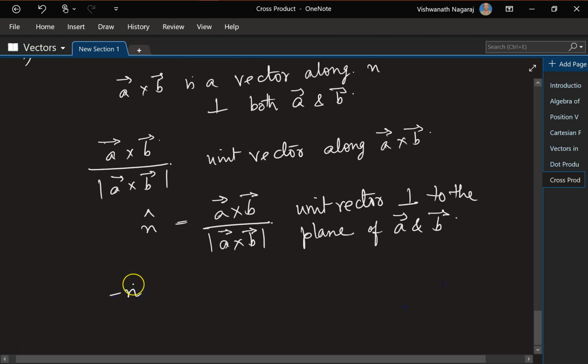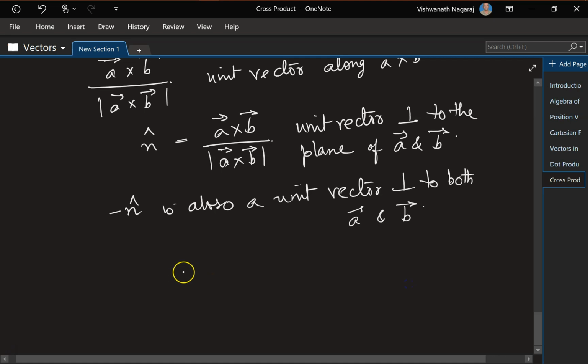Remember, minus n cap is also a unit vector perpendicular to both A and B. So think of it like this. A and B are this. They are lying flat, and this is your n. If we are above this, it is positive. If it is below this, it is negative.